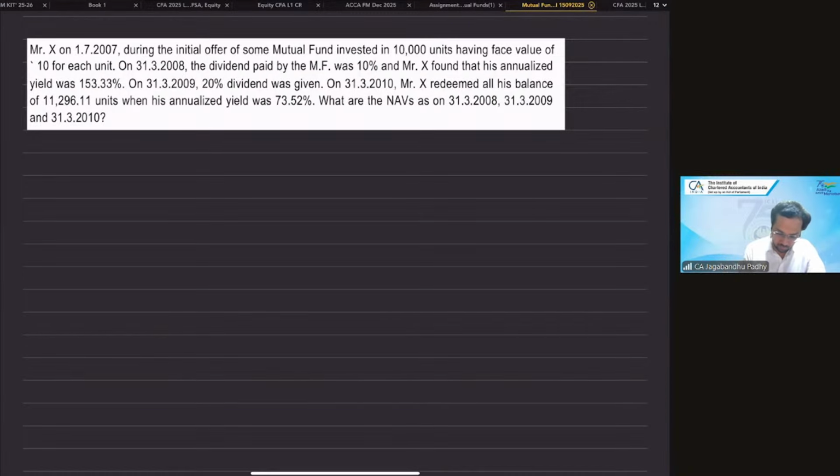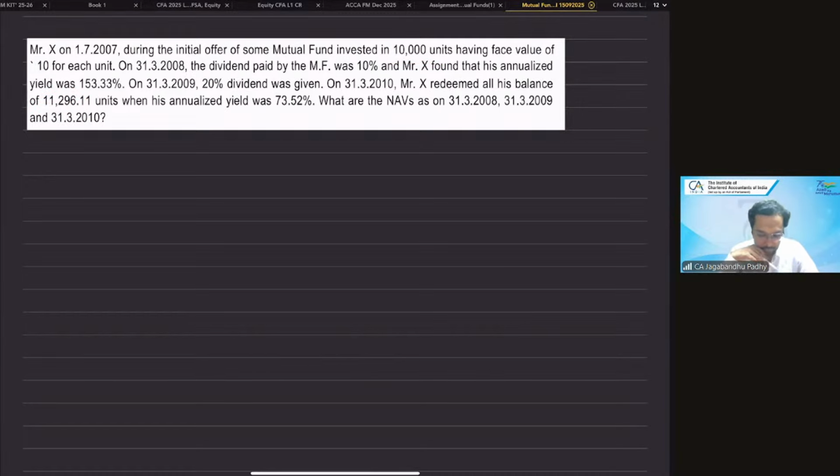On 31st March 2009, 20% dividend was given. And then on 31st March 2010, Mr. X redeemed all his balance units, which is 11,296. So you can see when we started, we had invested how much? 10,000 units. At the start, it was 10,000 units. But when we are redeeming, it is 11,296. So how come this number of units have increased?